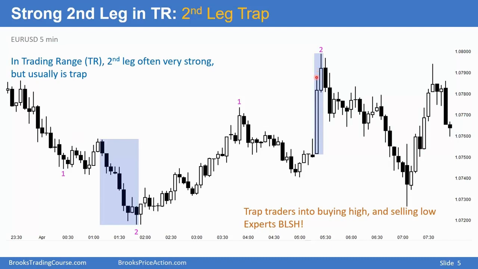And traders who do not understand what's going on, they'll buy. And then they'll hold long even after this big bear bar. Smart traders will say, second leg trap, trading range, I'm going to start selling below this strong bear bar.